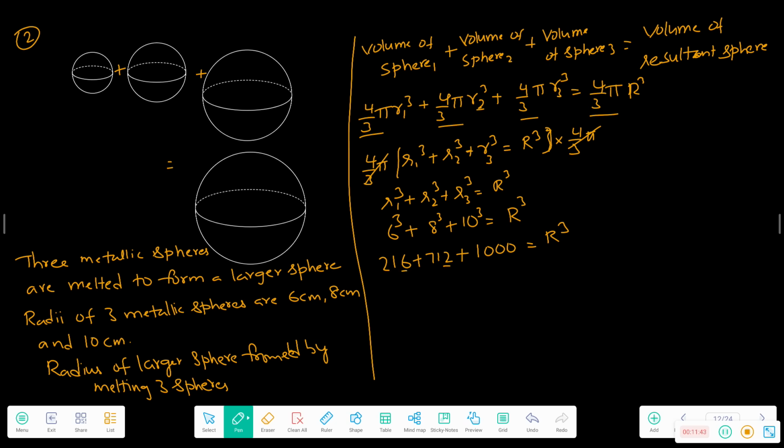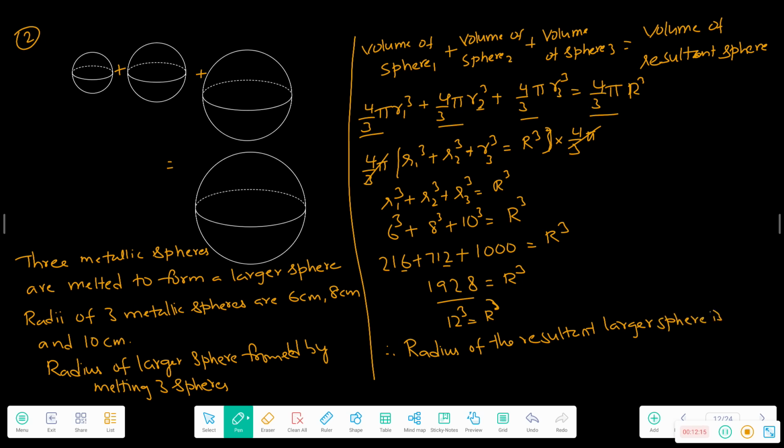So it is what, 2 plus 6 is 8, 1 plus 1 is 2, and 9, 1728 equal to R cube. This is nothing but 12 cube is equal to R cube. So therefore, the radius of the resultant larger sphere is 12 centimeter. This is all about the second problem.